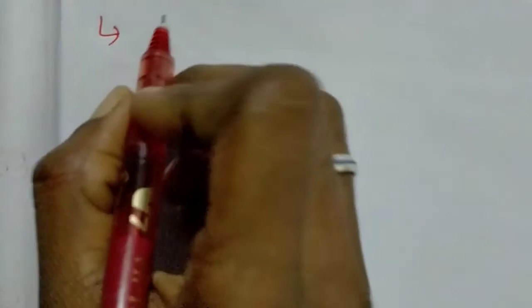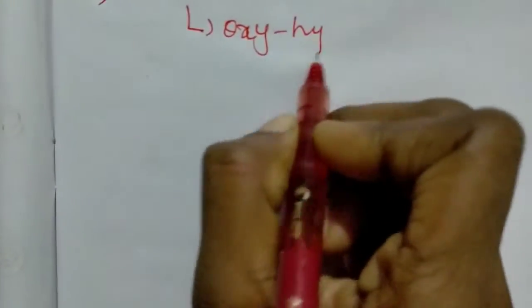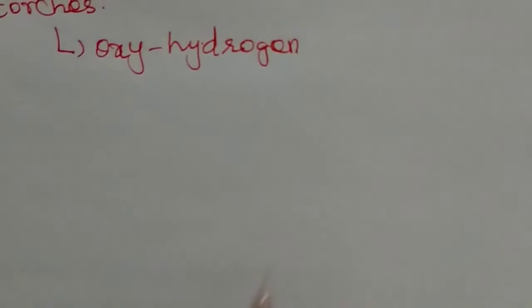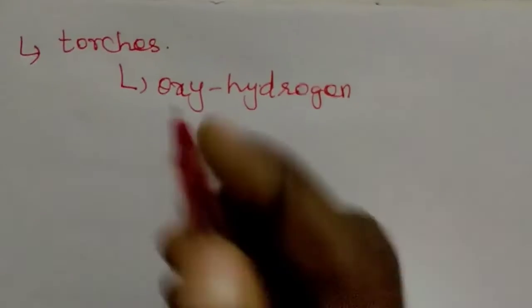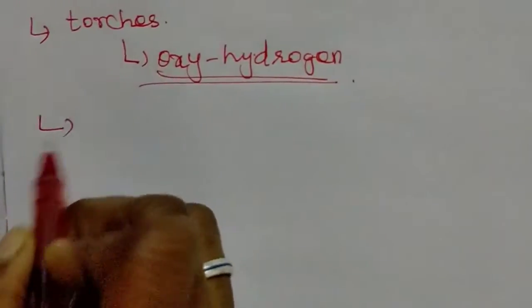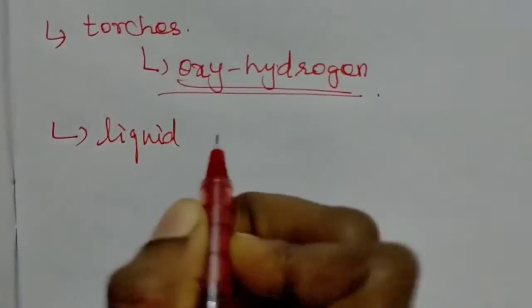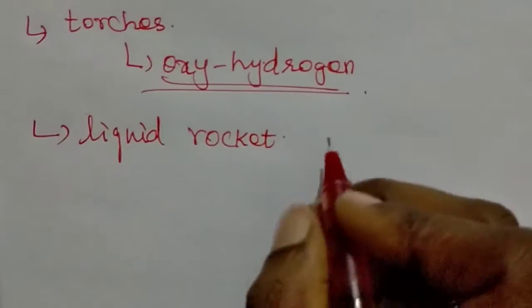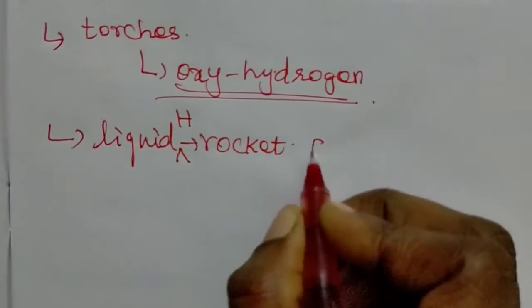This hydrogen is used here to produce a torch, like the oxyhydrogen torch. This is used for cutting and welding. Next use, liquid hydrogen plays an important role in our space research. It's used as a rocket fuel. Okay, liquid hydrogen is used as a rocket fuel.